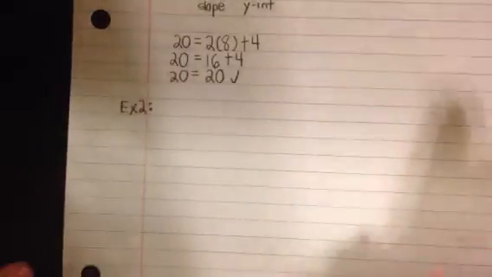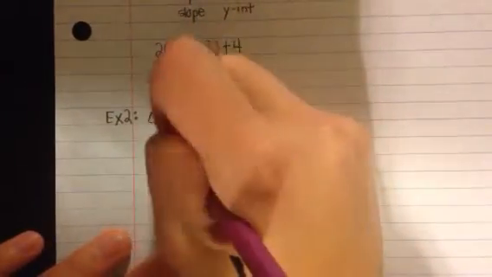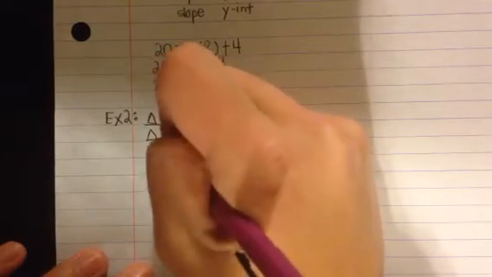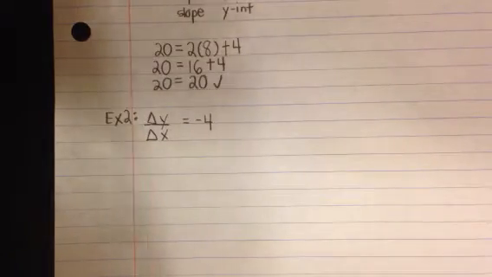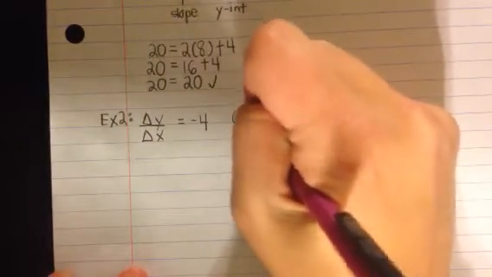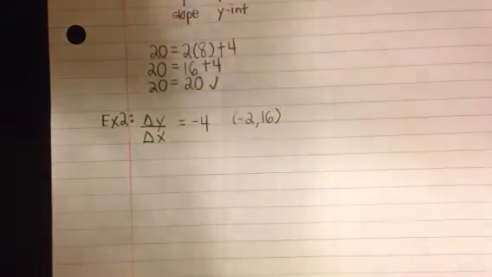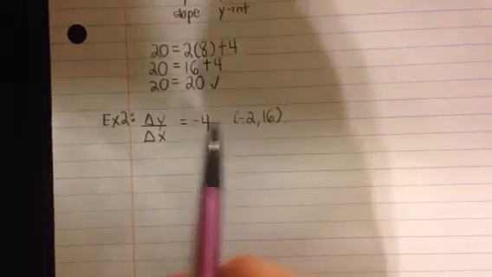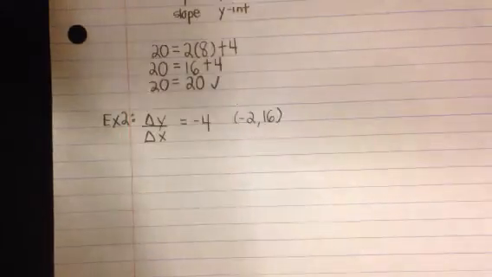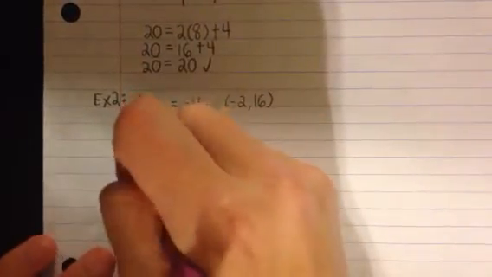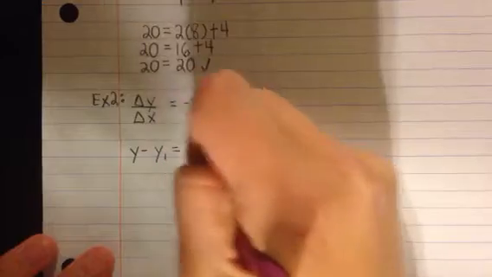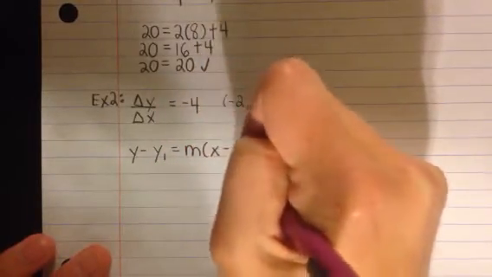So let's go ahead and try another example then. So example number 2. Okay, sometimes you'll see the slope written as change in y over change in x, remember? And if change in y over change in x is negative 4 and the point is (-2, 16). Now without having to get out graph paper, plot this point, do the slope, find the equation, we can use that formula that we just learned. So y minus y1 equals m times x minus x1.